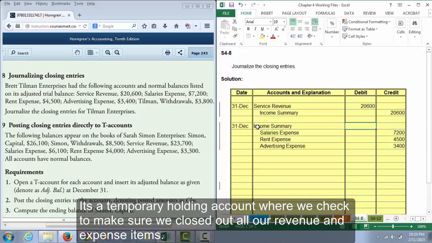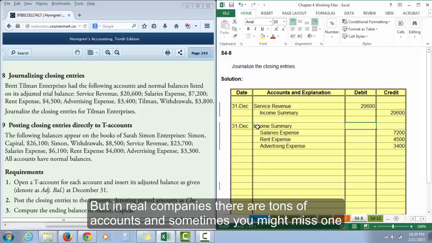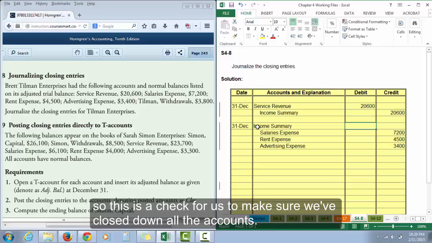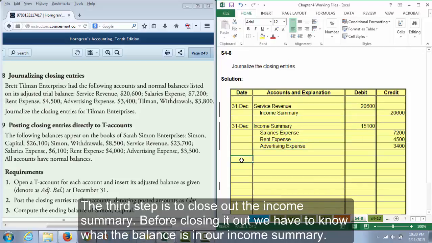And remember, the income summary account is just a temporary holding account, where we do a check to make sure we've closed out all of our revenue and expense items. In the problems we do, there's not a whole lot of accounts, but when you get to a real company, there are tons of accounts, and sometimes you might miss one. So this is a check for us to make sure we've closed out all of the accounts, because once we do, this balance in the income summary should equal net income.